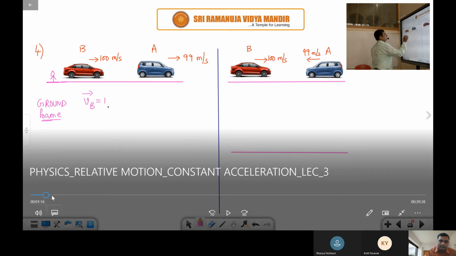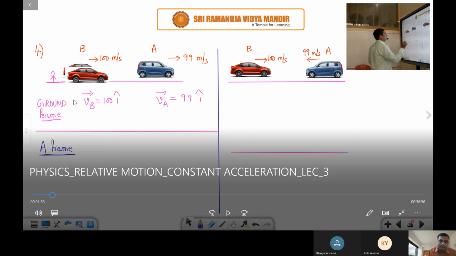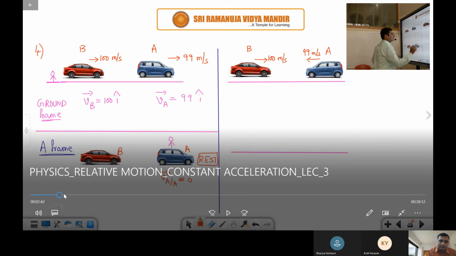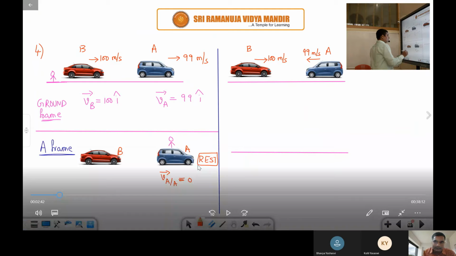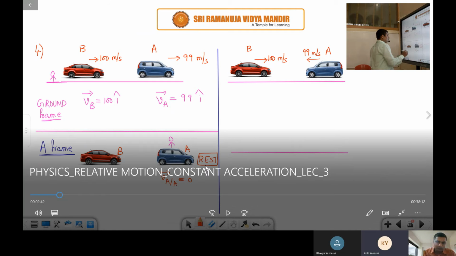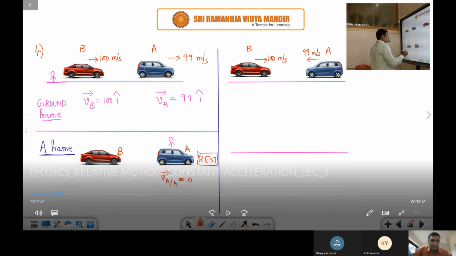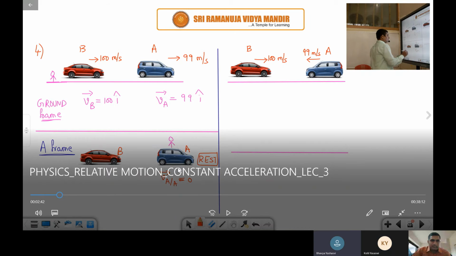You just have to find out. First you write the velocities from the ground frame. Then you solve from one of the frames. So if you solve from the A frame, A is at rest. And one more thing, you should drain into your mind what rest means. Rest means it is not moving. You have to practically visualize it. It is not just some theory that you write rest, but you imagine that it is not moving. So it is at rest.